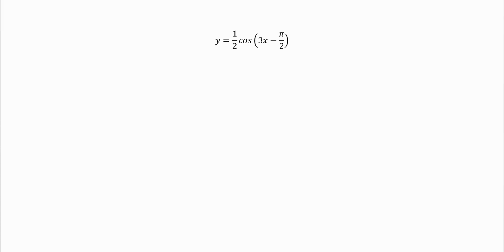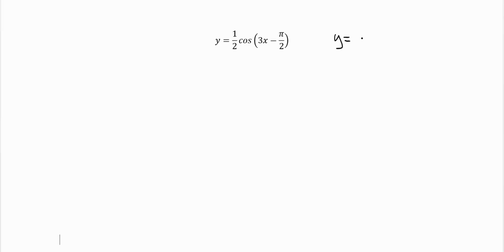I'm going to work a couple graphing sine and cosine problems for you in this video. The first problem I'm going to work is y equals 1/2 cosine of 3x minus pi over 2. What we'll be doing is using a standard form for the equation of cosine, and it looks like this.